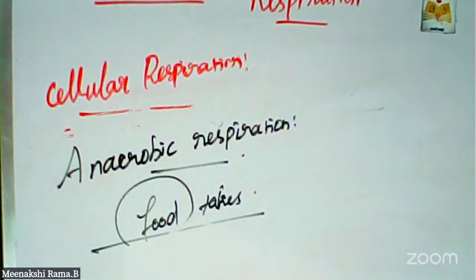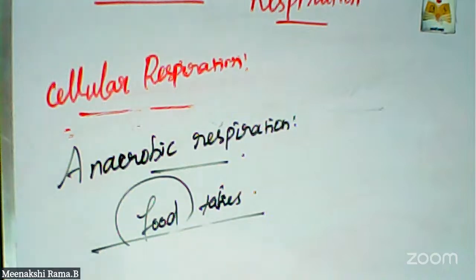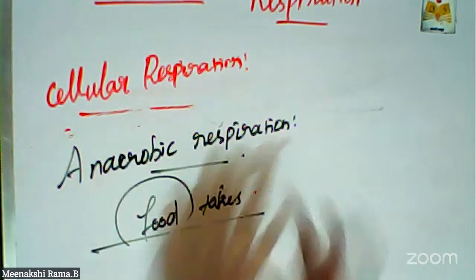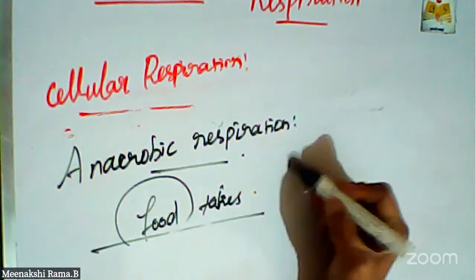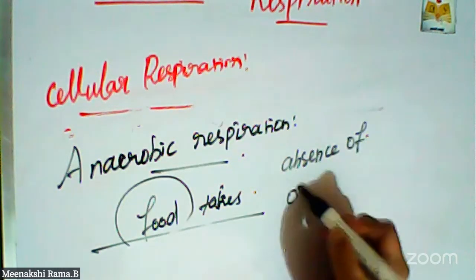So the oxidation of food takes place and the organism releases the energy in the absence of oxygen. Oxygen is not involved in this part. So this type of respiration is called anaerobic respiration. The main concept is absence of oxygen.